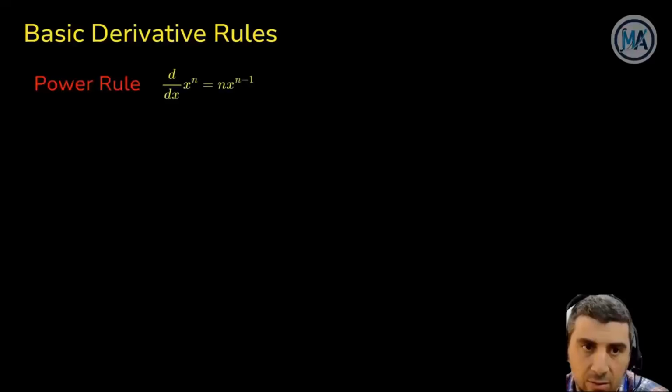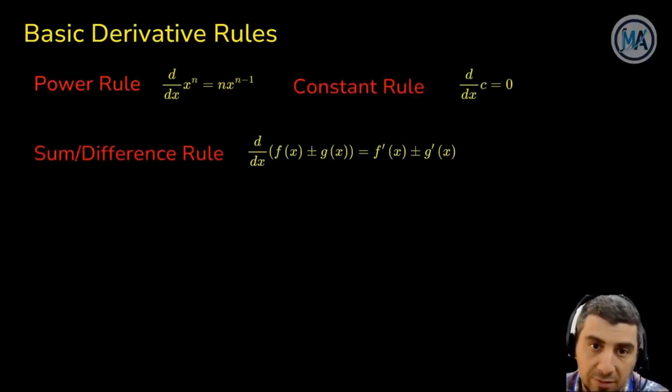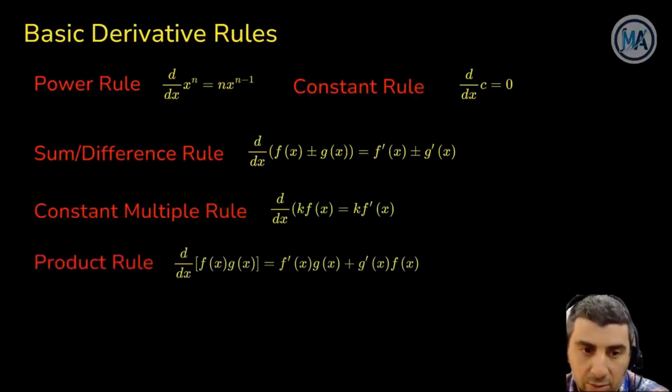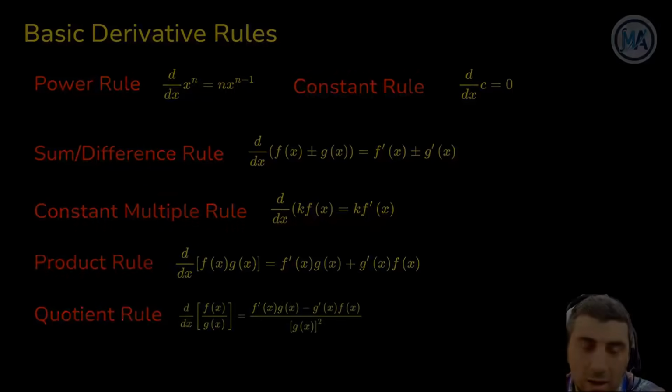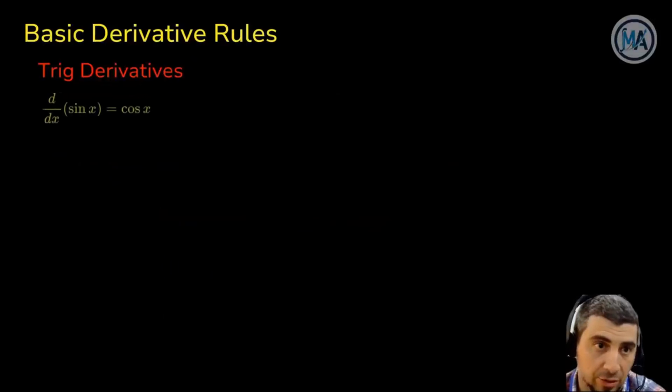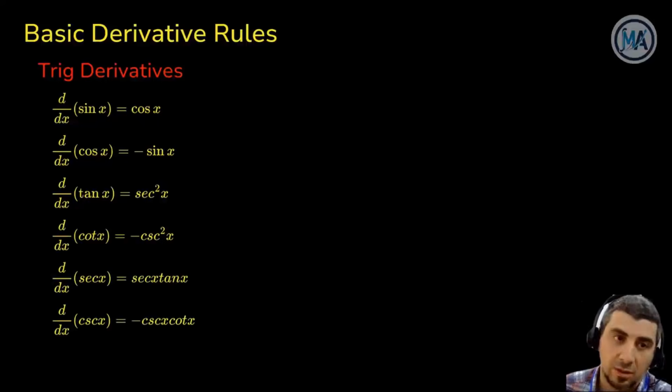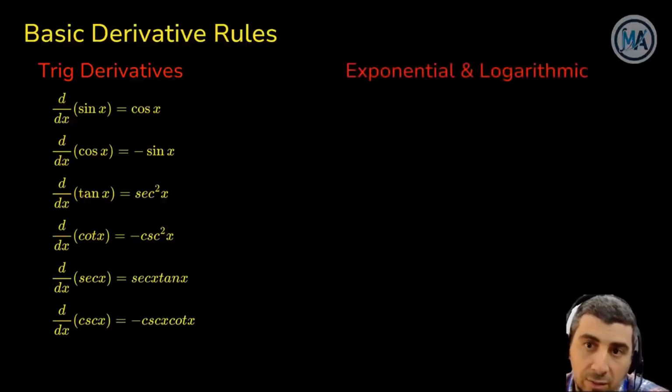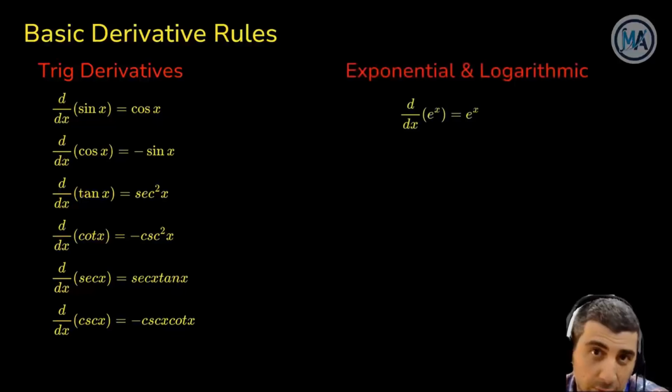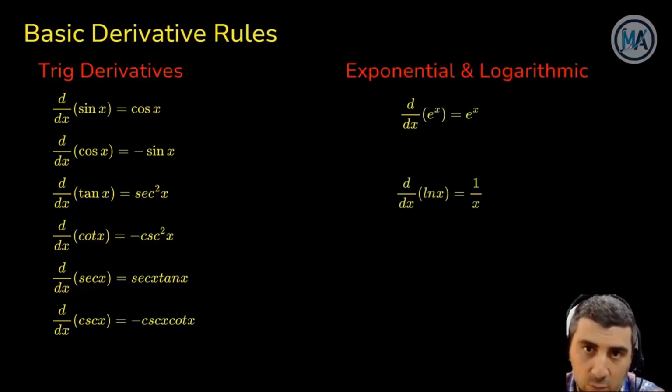You got to know the power rule, the constant rule, the sum and difference rule, constant multiple rule, product rule, quotient rule, the 6 basic trig functions and their derivatives. Also, you have to know the derivative of the exponential function. Derivative of e to the x is itself, and the logarithmic function, its derivative is just 1 over x.